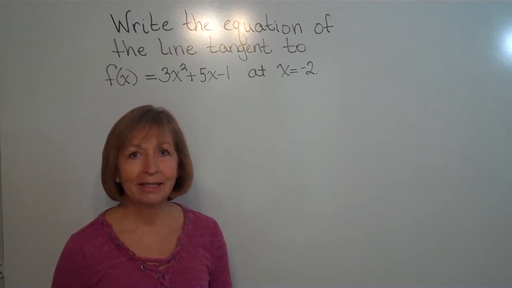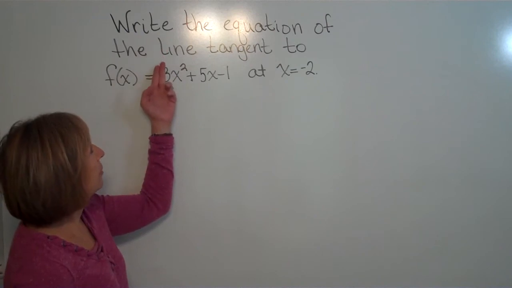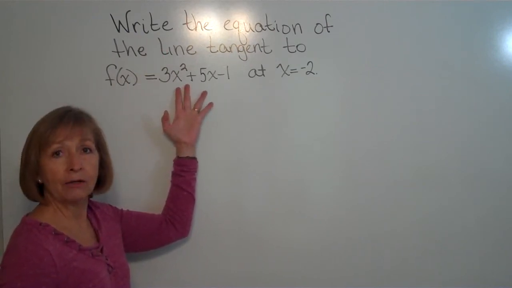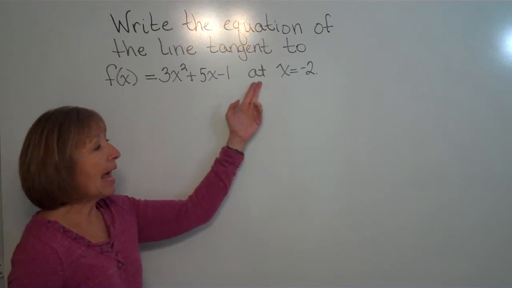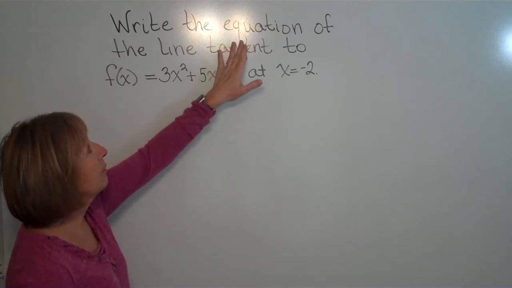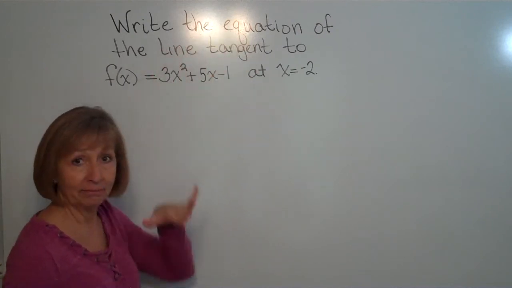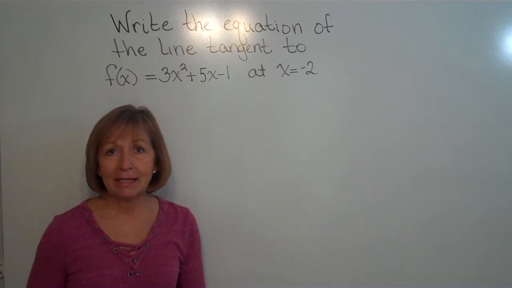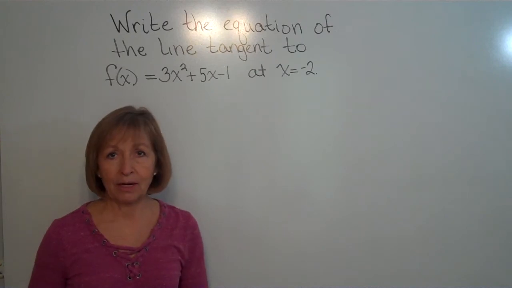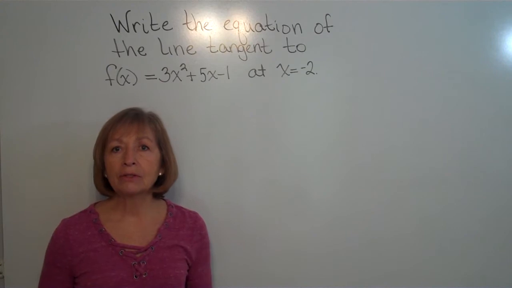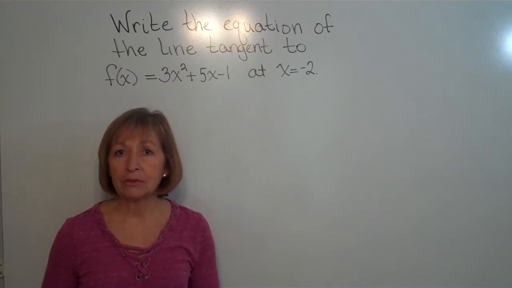So let's get started. Here it asks to write the equation of the line tangent to the function f of x equals 3x squared plus 5x minus 1 at x equal -2. Now remember, anytime you're to write the equation of a line, even way back in an introductory algebra class, there are a couple different ways to write the equation of a line, but for our work in this video, I'm going to look at writing the equation of the line using the point-slope form.